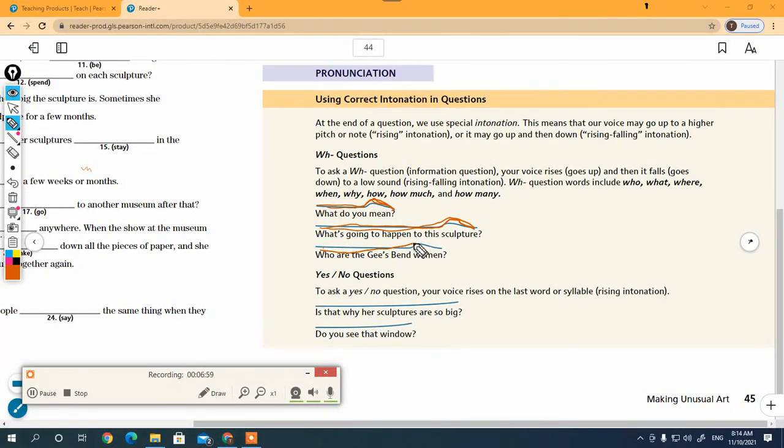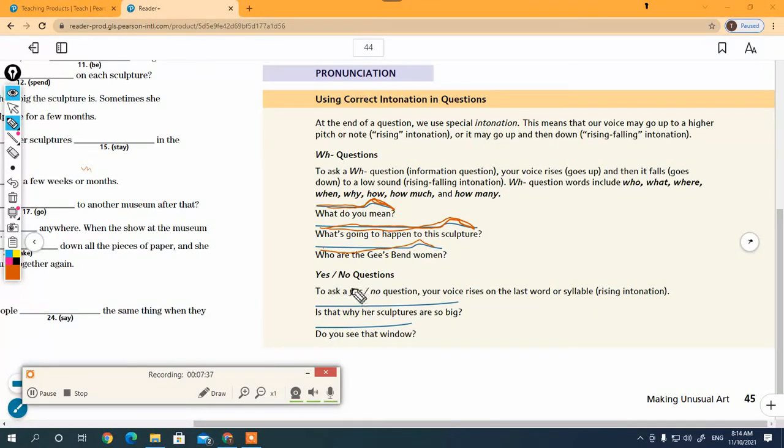Who are the G-Spen women? What's going to happen to this sculpture? What do you mean? Up, down. Sculpture, up, down. Women, up, down.